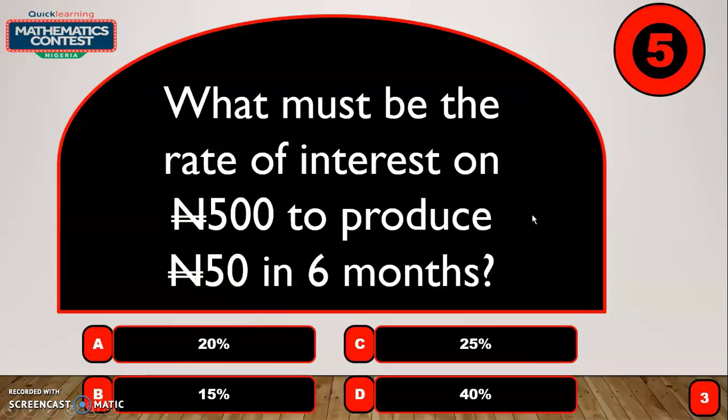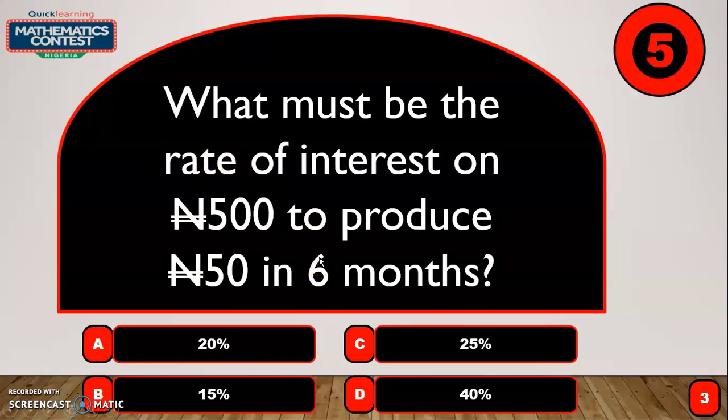Now, the next question, question C. What must be the rate of interest on 500 naira to produce 50 naira in 6 months? You should know this now. If you are looking for any of the other items, principal, rate, or time, your numerator will be 100 times the interest and multiply by the other 2 terms. So 100 times my interest, which is 50, will give me 5,000. Now multiply and divide it by the other 2 terms, which is 500 and 6 months.